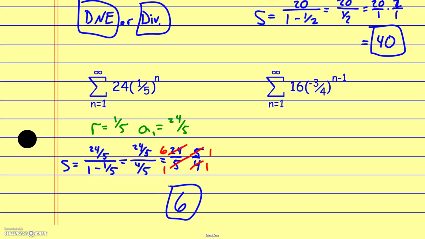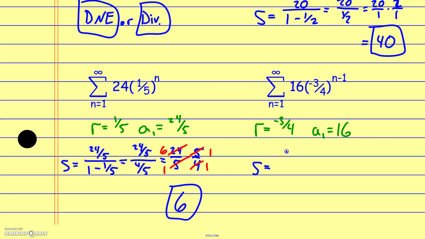Okay. If I look at the next one, I do the same thing. The R value this time is a -3/4, which falls in my acceptable range. It's between -1 and +1. So A sub 1, I plug a 1 in. So A sub 1 equals a 16 when I plug that in, and I just plug it into my formula.